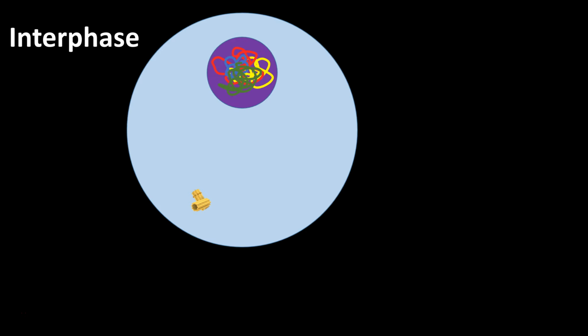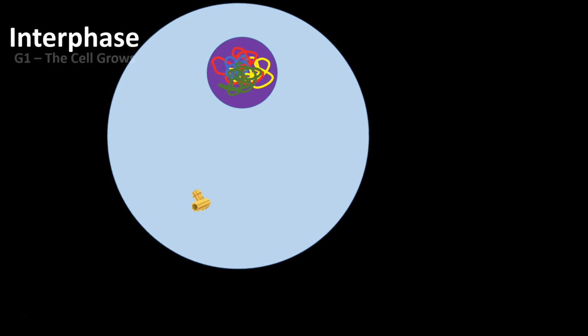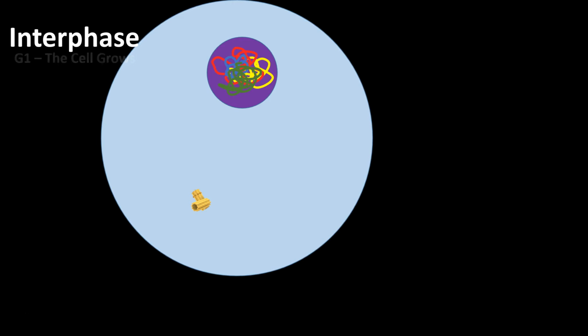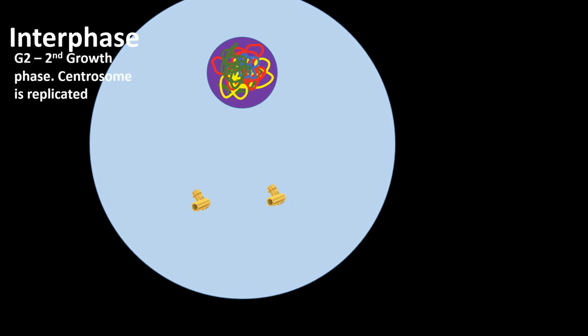We have our cell in interphase. Notice the DNA is in its chromatin state, okay, loose spaghetti in the nucleus. The cell is going to grow, goes through S phase, DNA is replicated, goes through G2, the cell is going to grow more. We have our second centrosome. Now let's go into mitosis. Let's go into division of the nucleus.